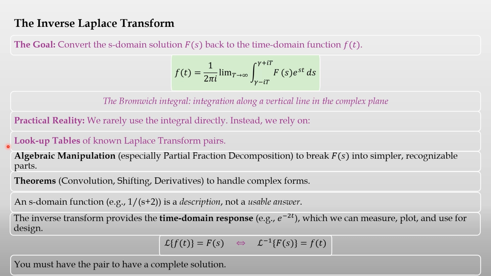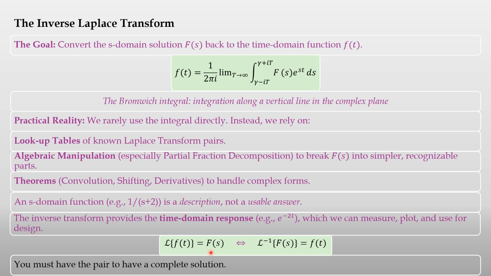We algebraically break down a complicated capital F of S into a sum of simple terms that appear in standard lookup tables. For example, a term like 1 over S plus a in the table corresponds directly to the time function e to the minus at. This step is non-negotiable. The S-domain solution is just a convenient, intermediate representation. The inverse transform is what delivers the tangible result, the actual voltage over time, the displacement of a spring, or the concentration of a chemical in a reactor.